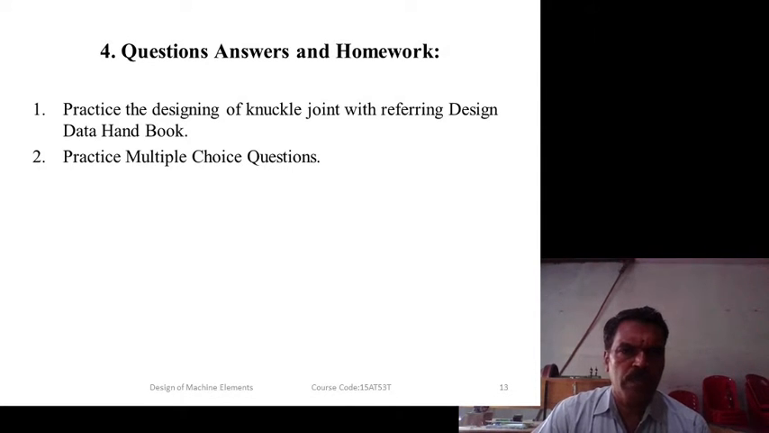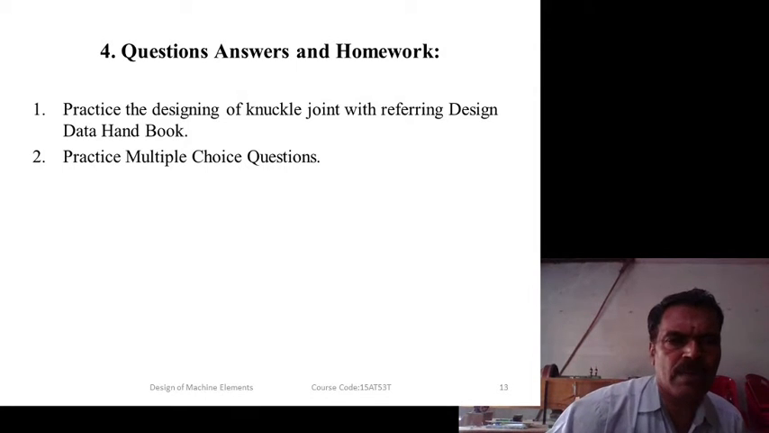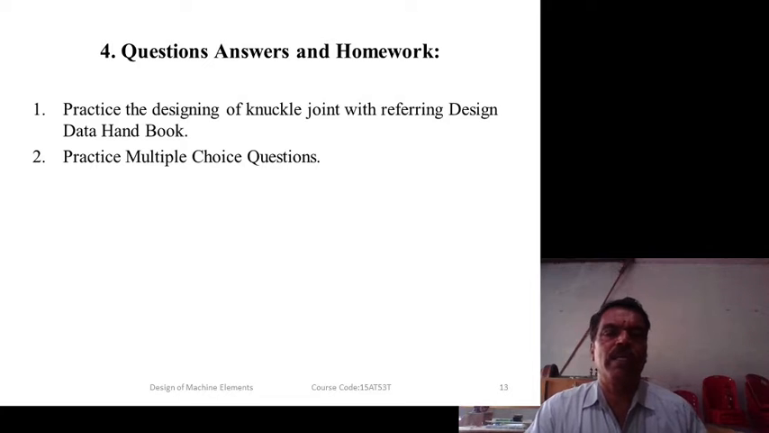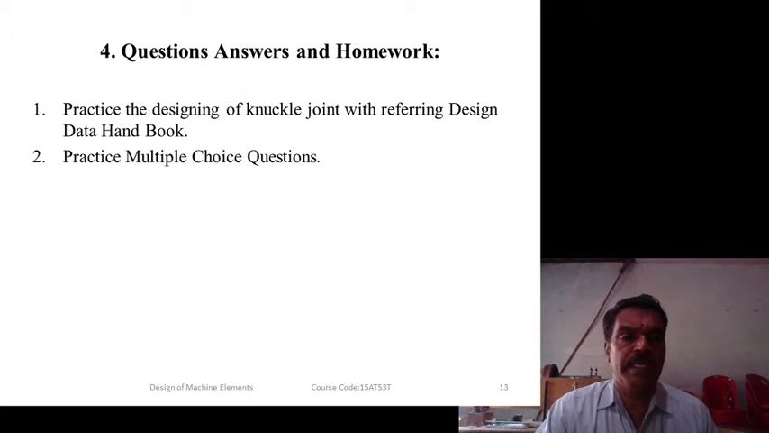Okay, so now questions and answers, and homework. So what type of questions am I going to give you for practice as homework? The first one is to practice the designing of the knuckle joint with reference to the Design Data Handbook. Just by keeping the DDHB by your side, you can practice the design of the knuckle joint by referring to the different empirical formulas and the different data available in DDHB.